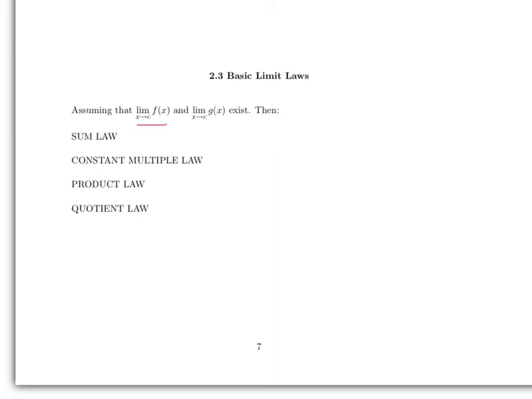The limit as x approaches c of f of x, and the limit as x approaches c of g of x. So we have two functions, and at x equals c, we know that the limit exists for both of those two functions. So we're going to talk about four laws and how those things work.